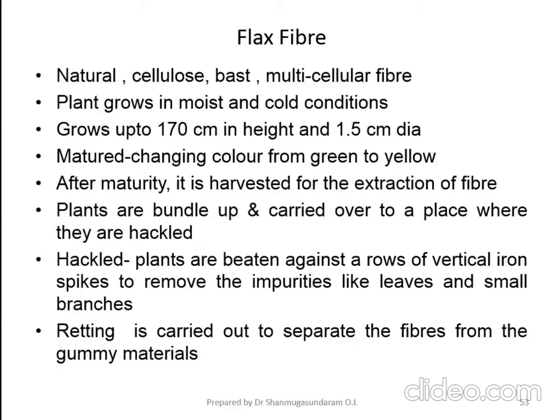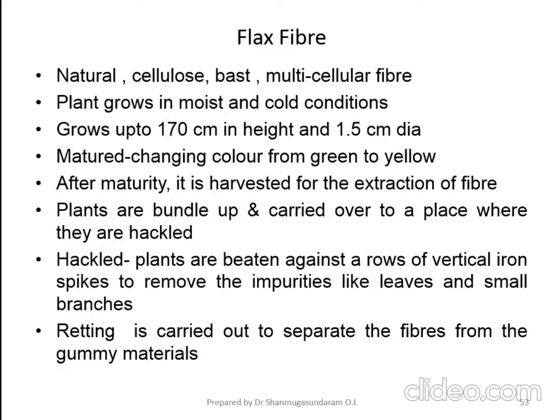Okay, then the fiber will come to the maturity position. Once it has reached its maturity position, the color of the flax fiber changes from green to yellow color. So once the color changes from green to yellow, what is the indication? It attains its maturity. So after attaining its maturity, it is ready to harvest, and you can proceed further for the extraction process.